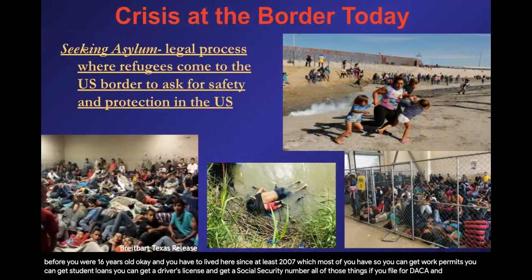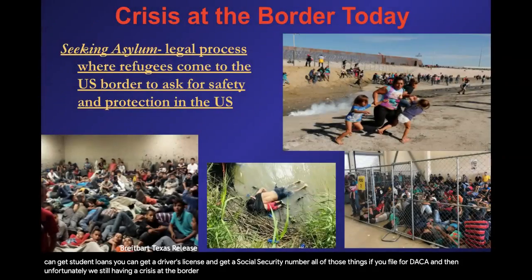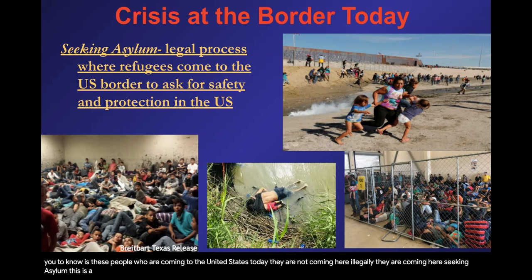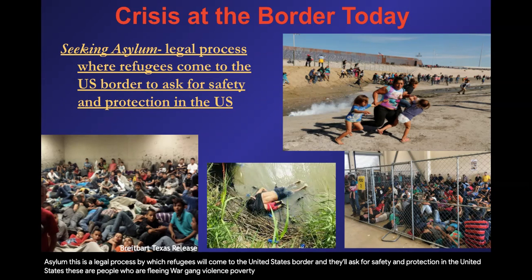Okay. And then unfortunately, we're still having a crisis at the border today. A lot of people who are at the border today are seeking asylum. What I need you to know is these people who are coming to the United States today are not coming here illegally. They are coming here seeking asylum. This is a legal process by which refugees will come to the United States border and ask for safety and protection in the United States. These are people who are fleeing war, gang violence, poverty, all kinds of issues that would cause them to leave their countries. So they're seeking a safe place in our country.